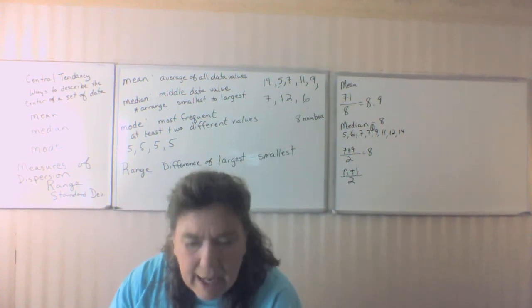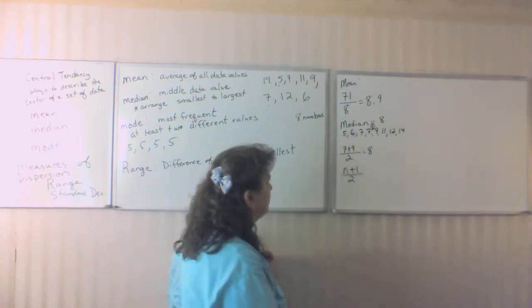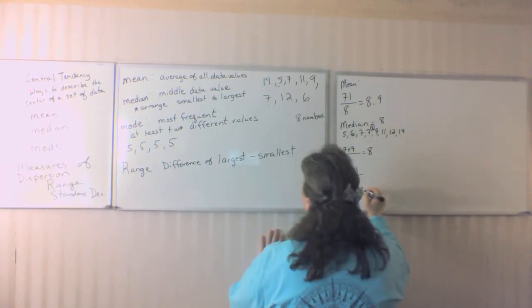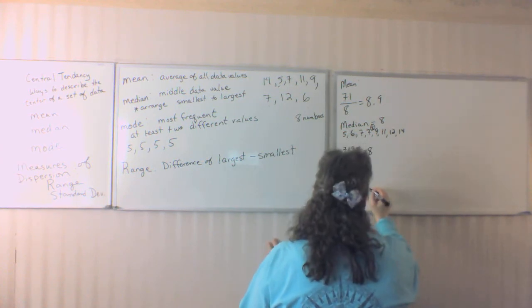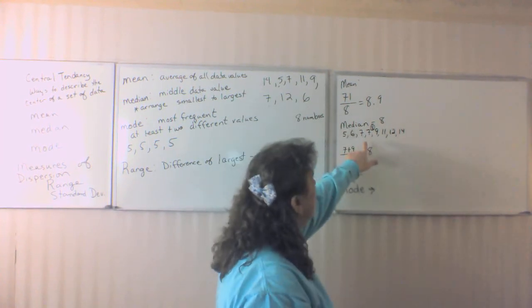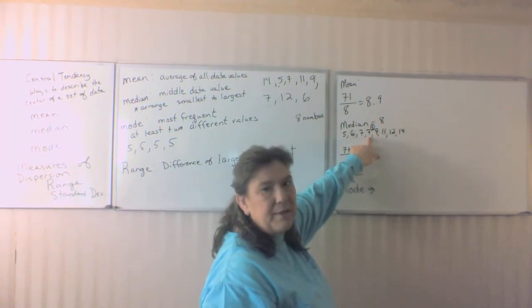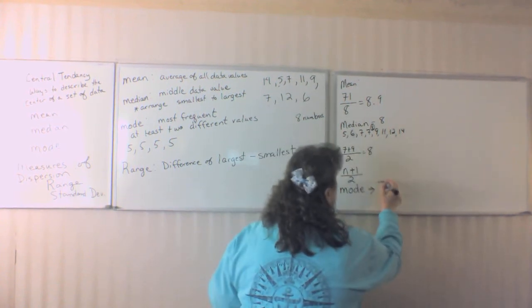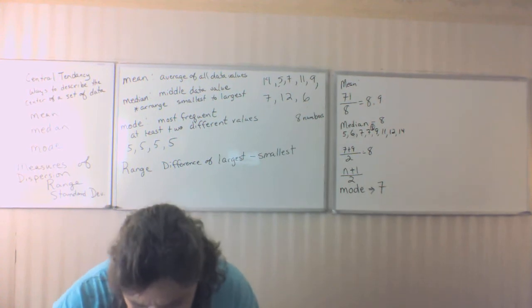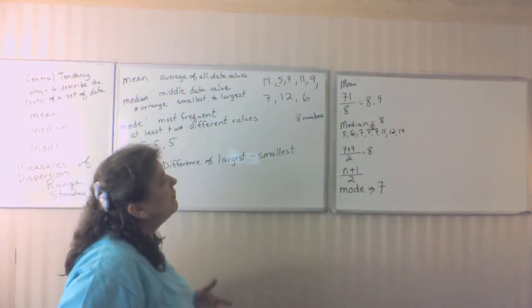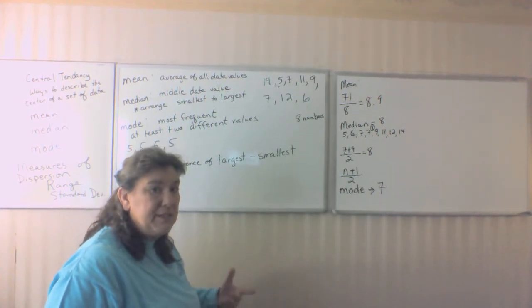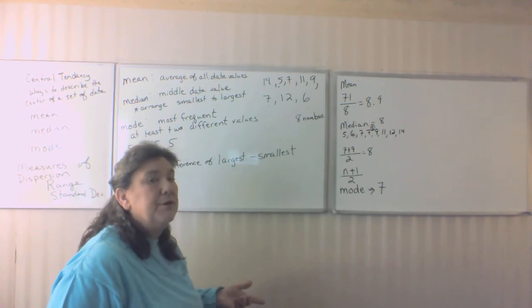Now let's look at the mode. The mode is the most frequent. Okay, so which one is the most frequent in our data set? Well, I have 2 7s. It's the only one that is repeated. Therefore, 7 is my mode. And that gives you your basic ones of your mean, median, mode, which are your measures of central tendency. They're really important to know that.